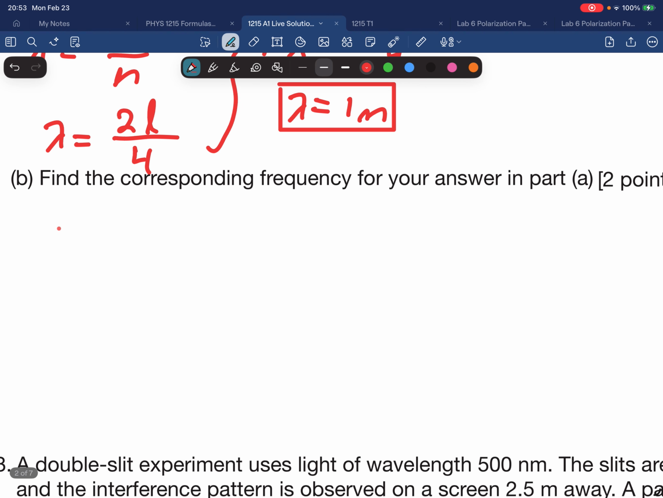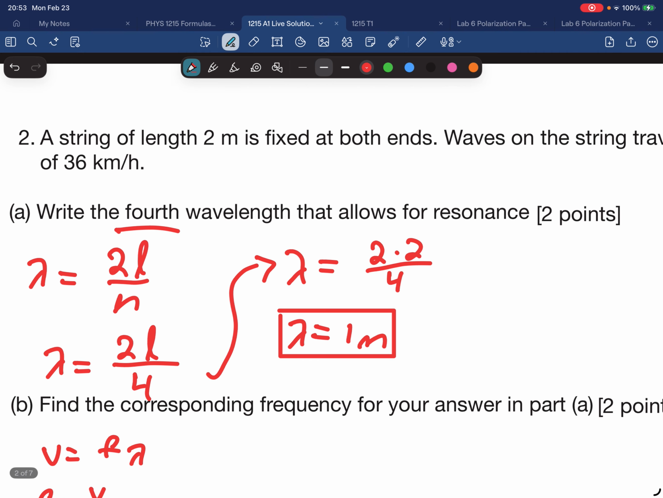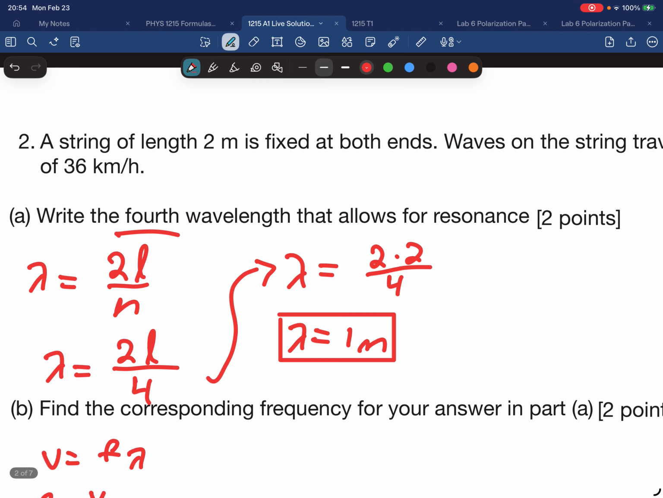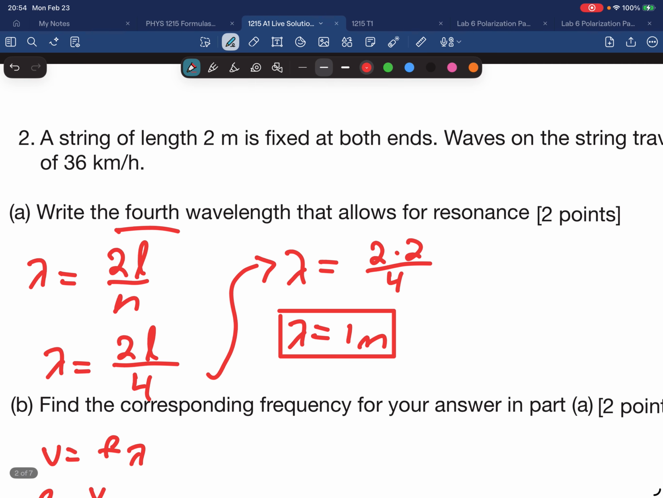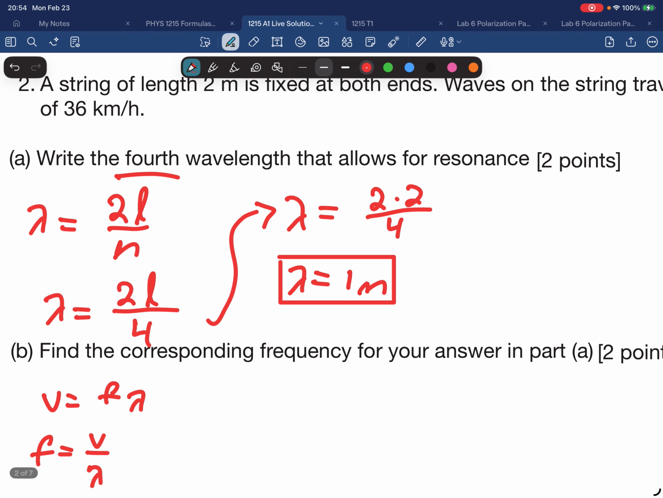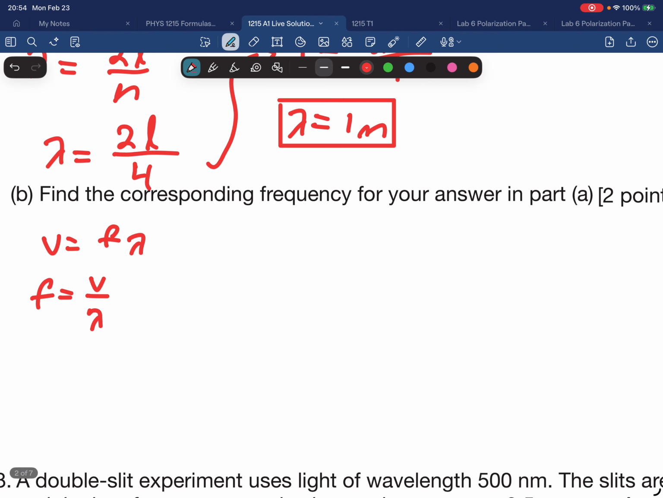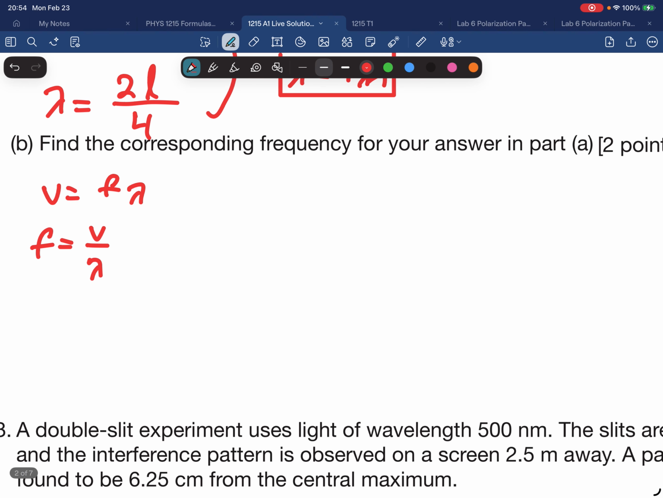So here we're going to be using the wave equation. V equals F lambda. We're looking for frequency, so frequency is going to be equal to V over lambda. We're not using C here because this is not light. It's not moving at the speed of light. We are told it's specifically a string and that the waves travel at 36 kilometers per hour, not at the speed of light. So we're using V instead of C. Small difference, but important nonetheless.